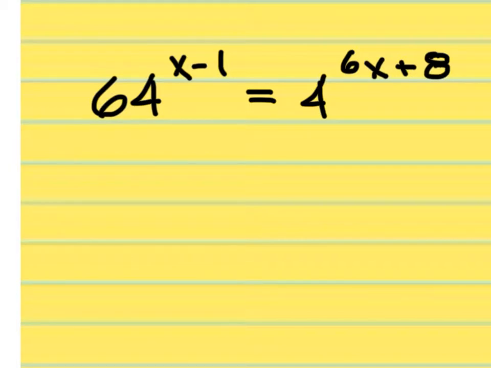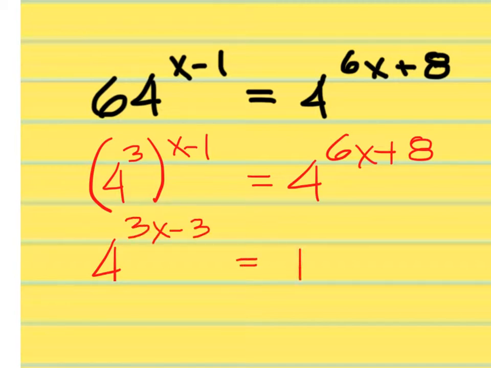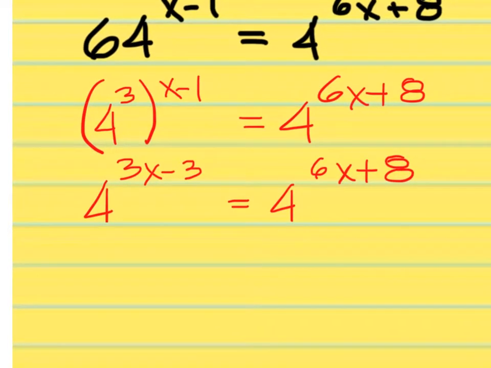You have 64 and 4 for the bases. Luckily, 64 is a power of 4. So we can rewrite the 64 as 4 to the third power and then raised to the x minus 1 power, and keep the right side the same. So then we can distribute the 3 exponent to the x minus 1 exponent and come up with 4 to the 3x minus 3 power equals 4 to the 6x plus 8 power. And from there it's just basic equations.